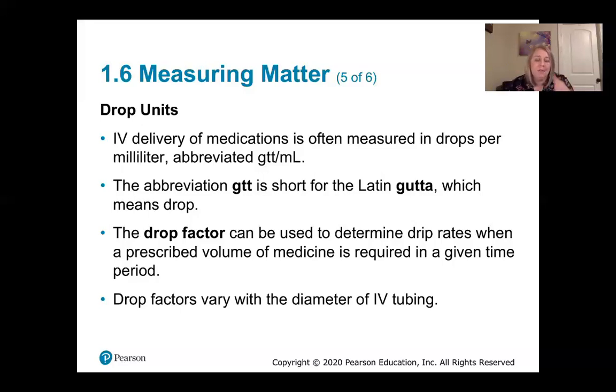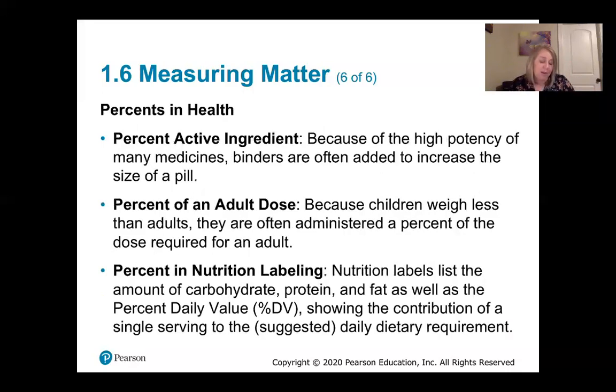So how many drips should this patient be getting over however much time, right? And so depending on the size of the tubing, if the tubing is very, very narrow, it's going to have a very slow drip rate. But if the tubing is very wide, it's going to have a very fast drip rate. And the last one that we really need to talk about is percents.